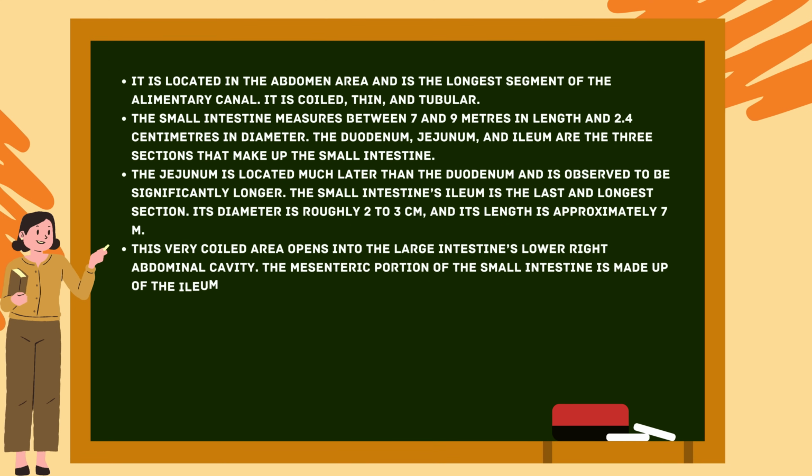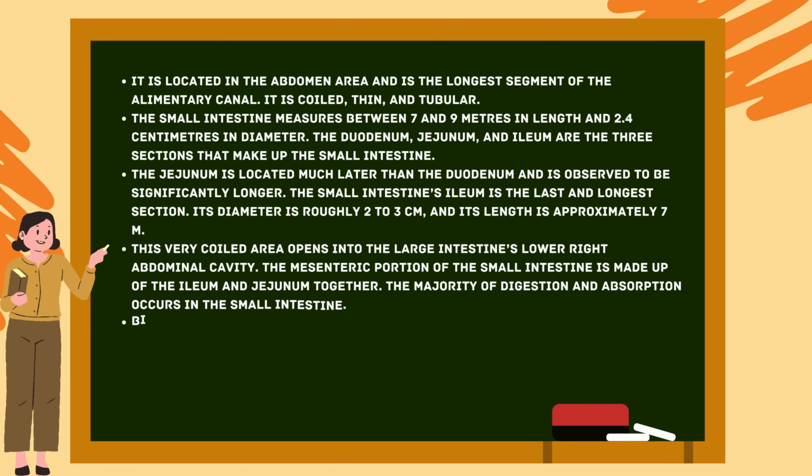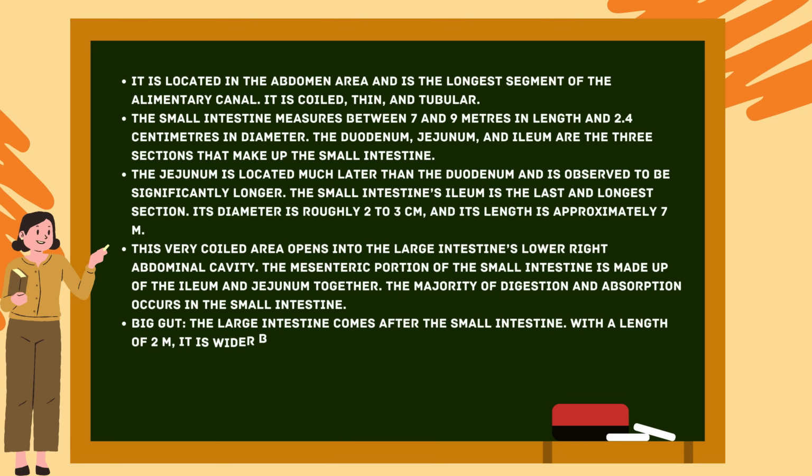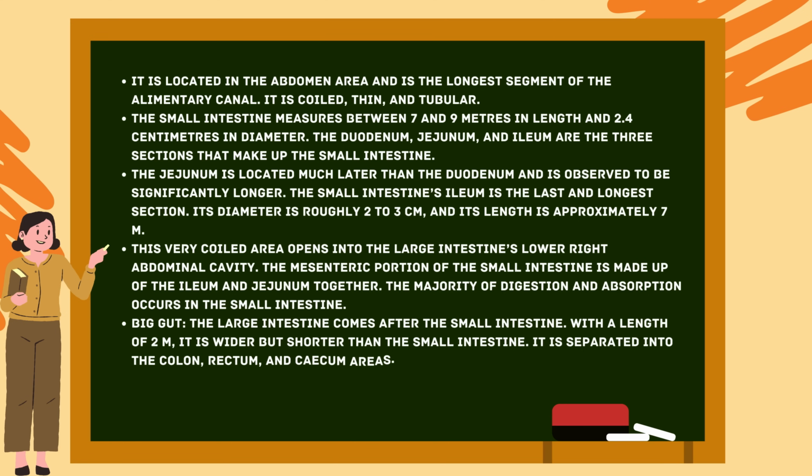This very coiled area opens into the large intestine's lower right abdominal cavity. The mesenteric portion of the small intestine is made up of the ileum and jejunum together. The majority of digestion and absorption occurs in the small intestine. Big gut, the large intestine, comes after the small intestine. With a length of 2 meters, it is wider but shorter than the small intestine.